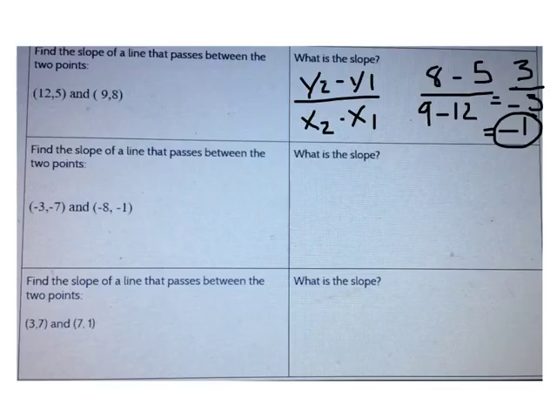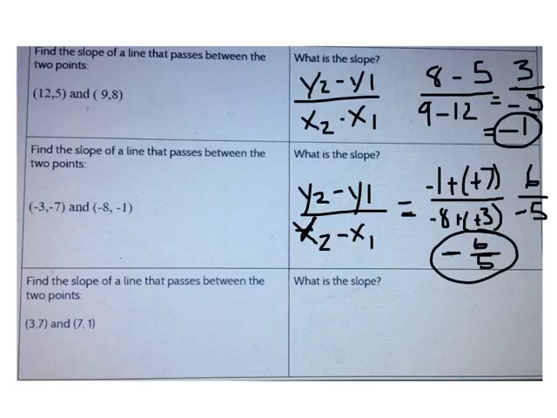Let's do another. Find the slope of a line that passes between 2 points. -3, -7, and -8, -1. Go ahead and find that slope now. The slope is -6/5.